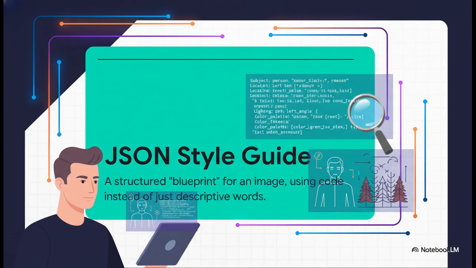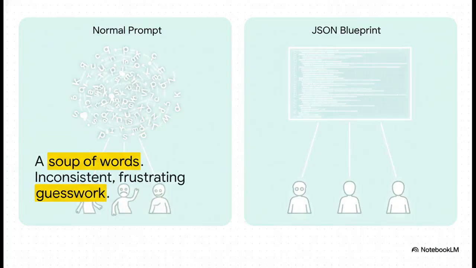Think about it like this. Instead of vaguely telling the AI, a person in a forest, you're giving it a precise machine-readable file. It's a blueprint that says, the subject is here, the lighting is coming from this angle, and the color palette is these exact shades.